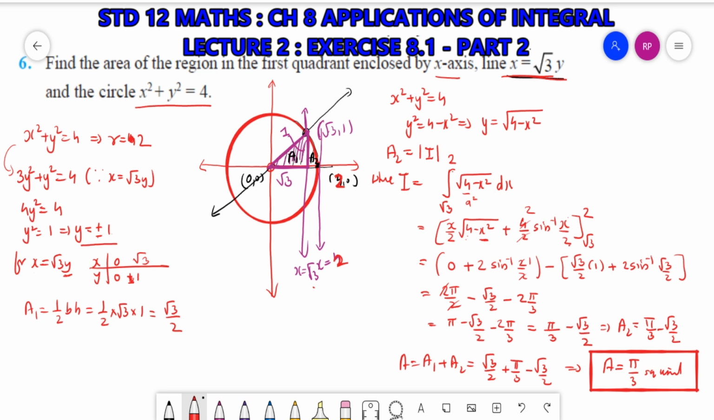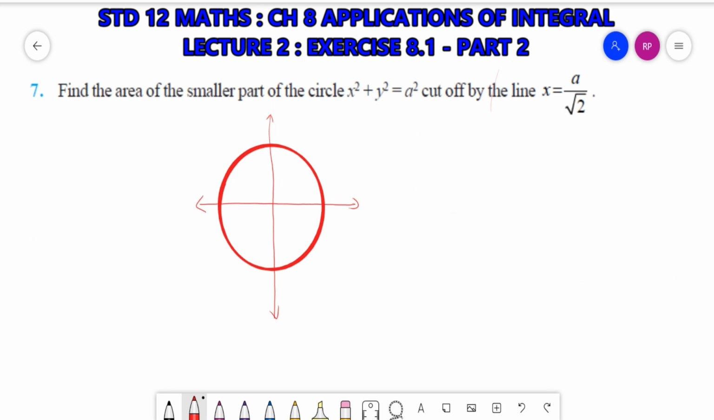Now let's move to the next question. Find the area of the smaller part of the circle x square plus y square equal to a square cut off by the line x equal to a by root 2. Now here this is the equation of circle x square plus y square equal to a square, that implies the radius is equal to a. The center is 0 0 and radius is a. Now cut off by the line x equal to a by root 2, so it will be like this way. This is the line x equal to a by root 2.